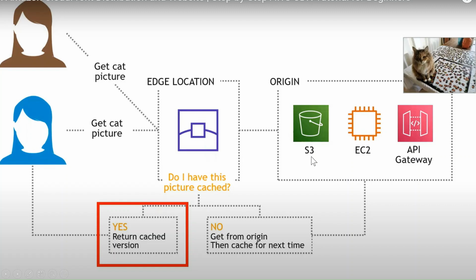Like an S3 bucket or EC2 or API Gateway. The edge location gets the image from the origin and sends it to the user, and it will store this image in the cache. So when another person wants to get that image, it will be sent directly from its cache memory. So this is how CloudFront works. So let's get into that.